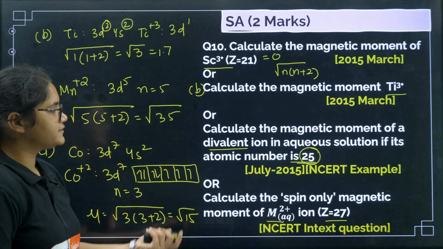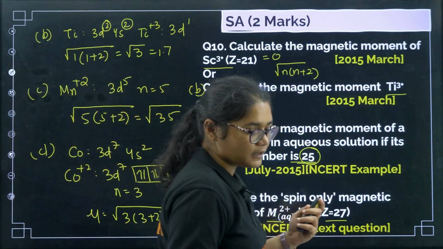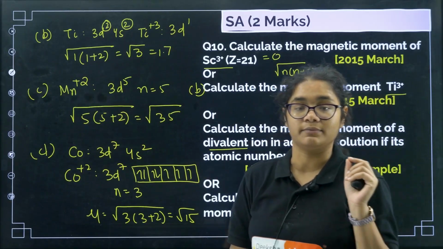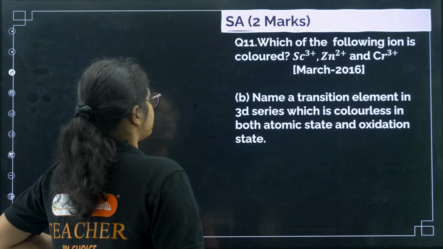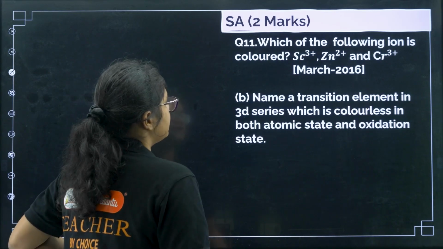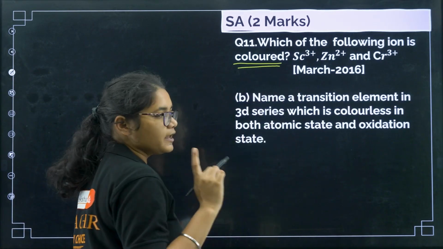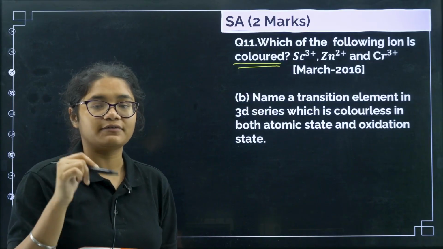Okay. So like this, many questions can come, any atom can come. The only thing you need to know is you need to remember the electronic configurations. Okay. Fine. Next, question number 11, which of the following is a colored compound? For colored compounds also, you should remember that it should have unpaired electrons.